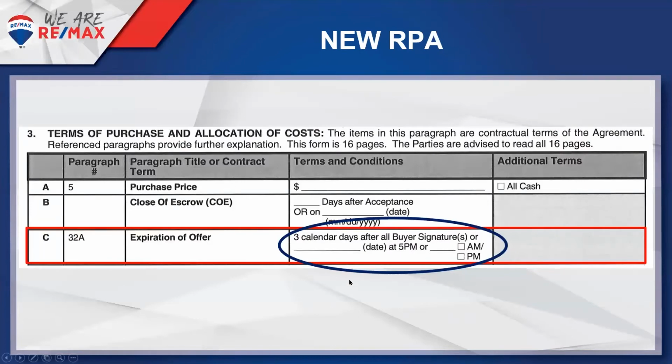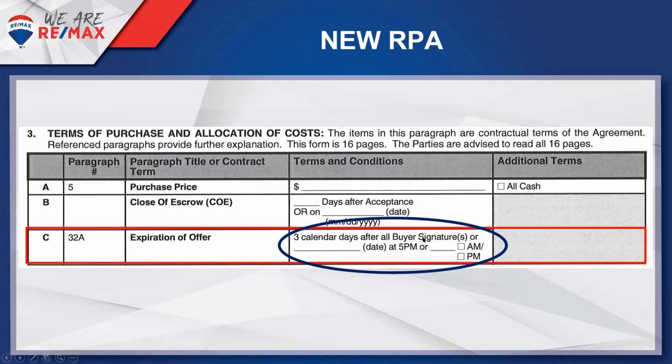3C in the grid. Offer expires in 3 days of all buyer signatures. So the last signature on the offer starts the 3 days, and the day that they signed it, the last signature is day 0.